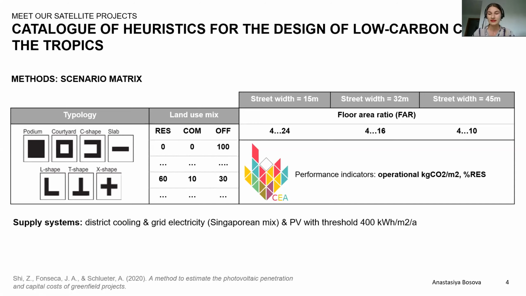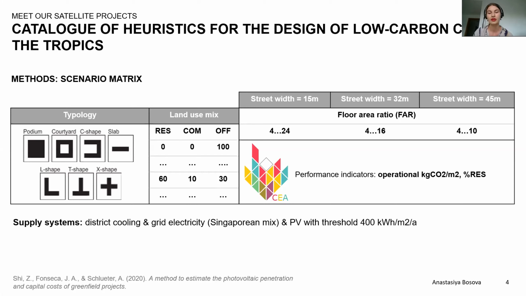As for the supply systems, given the goal of achieving low carbon performance, the set of technologies that was chosen is constant. These are district cooling systems and photovoltaics installed on the roofs and facades with the threshold of 400 kilowatt hours per square meter per year. And the rest is supplied from grid electricity.